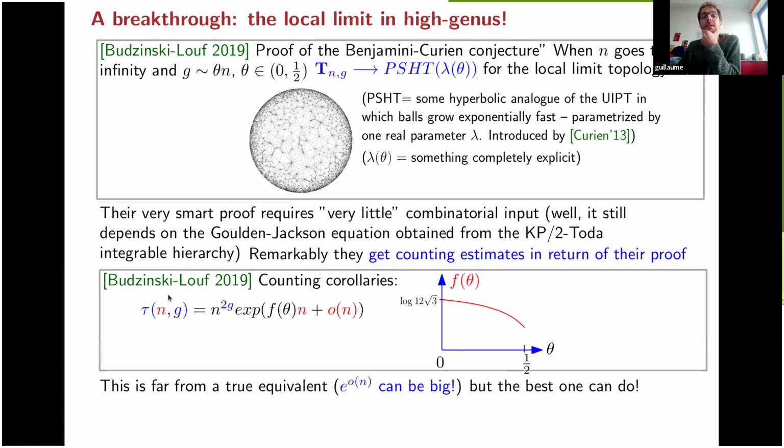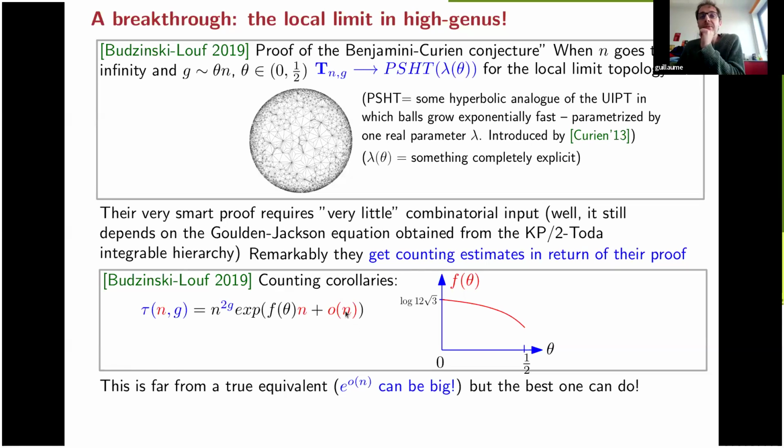It's an estimate for the number of triangulations of size n and genus g when g is theta times n. And I tell you, it goes like this. So it's n to the 2g. So n to the 2g is huge, right? Because g is linear in n. So this is more than exponential. And then you have an exponential part, exponential of some function of theta times n plus little o of n. And this function of theta is something that you can plot, something completely explicit.